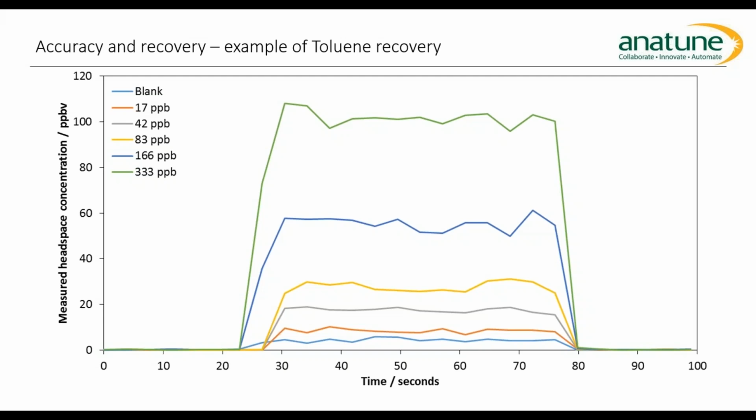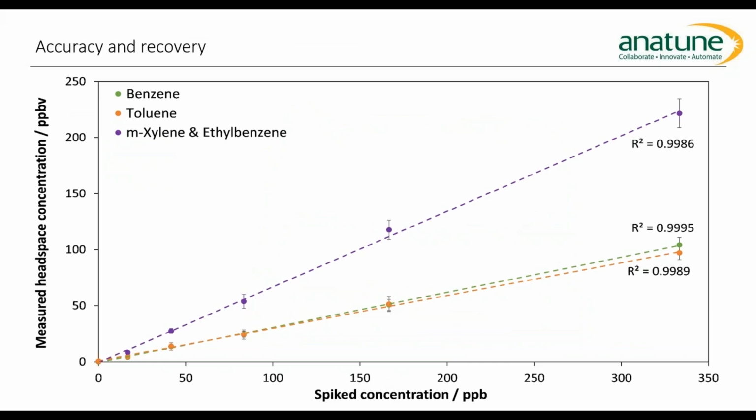So we can see the data generated by the system. And you can see here that when we run the spike concentration across that and recover it back out again, we still see the linearity that we expect to see on that system. Again, R squares of 0.998 plus for that system.